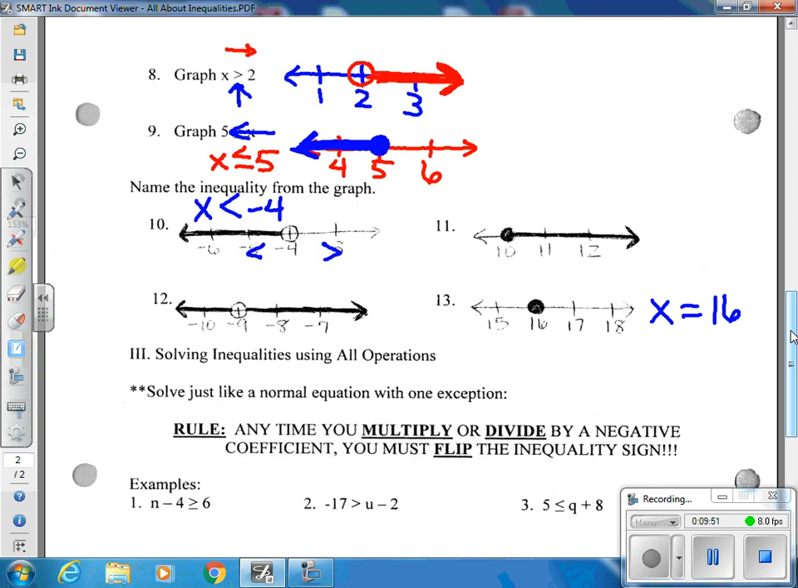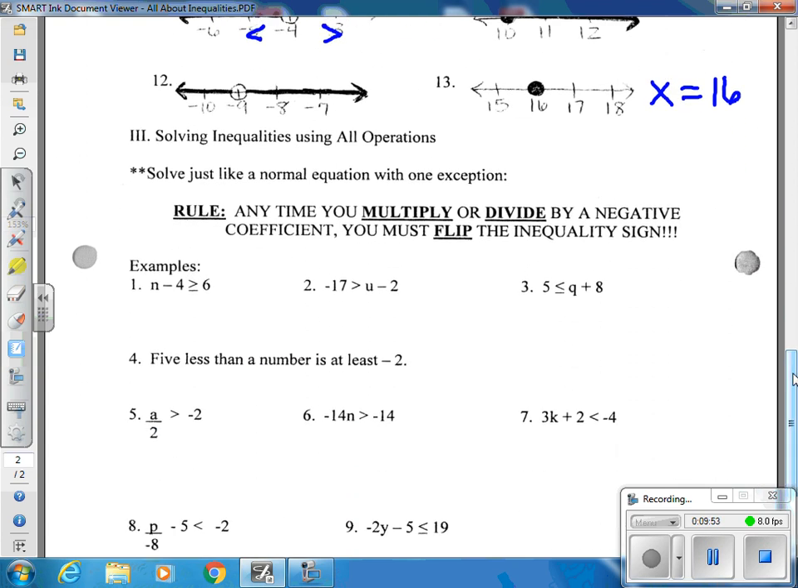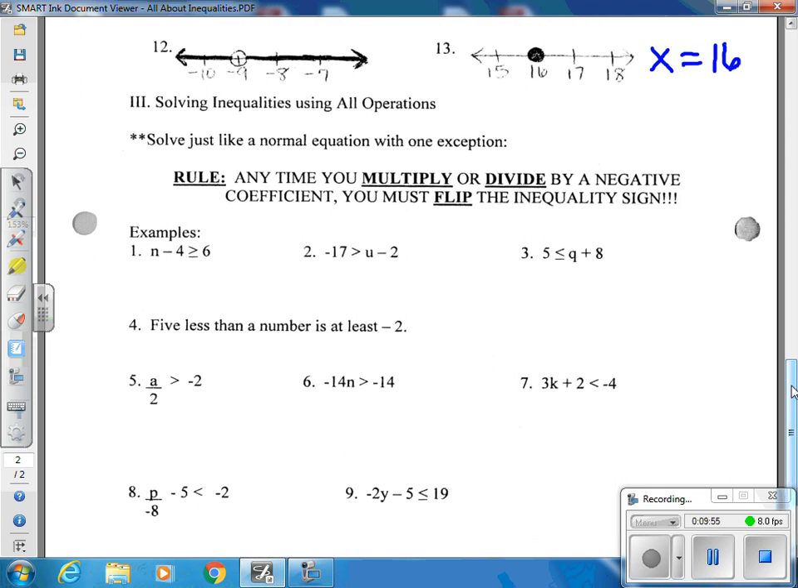All right, then the last part of your notes is solving. And we solve inequalities exactly like a normal equation, except for one thing, and that's what these big capital letters are about right here. When you multiply or divide by a negative number, so it's only multiplication and division that works, by a negative coefficient, that means that number has to be attached to the letter, you have to flip the inequality sign the other direction. Otherwise, the answer does not come out to be a true statement.